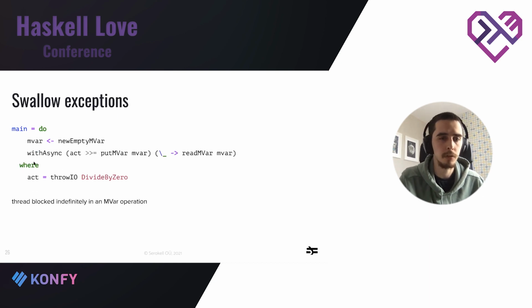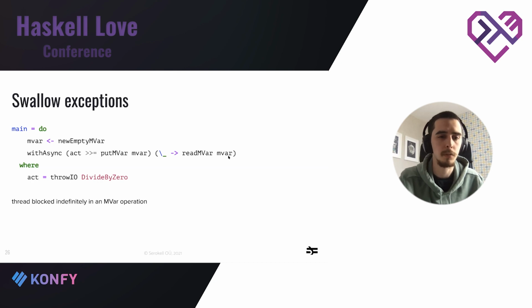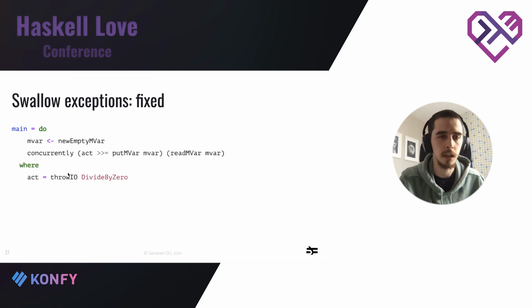We can try to fix it using the withAsync function. So we run this child action as the first argument of withAsync, and then the parent action still tries to read data from the MVar, but we will still get the same error in this case because withAsync doesn't propagate exceptions from the child thread to the parent thread. And if we use the concurrently function, there will be no such error because concurrently propagates the exception from this thread here, and the whole computation will fail with divide by zero immediately.